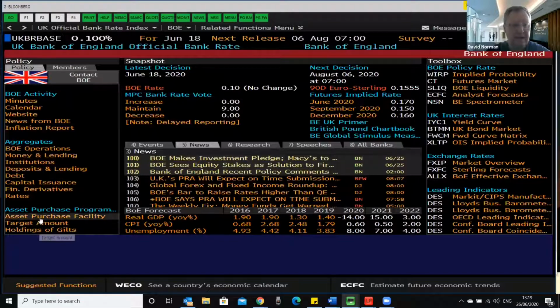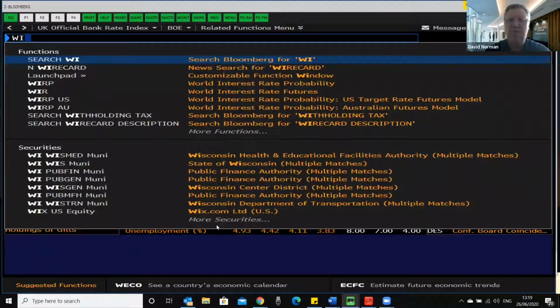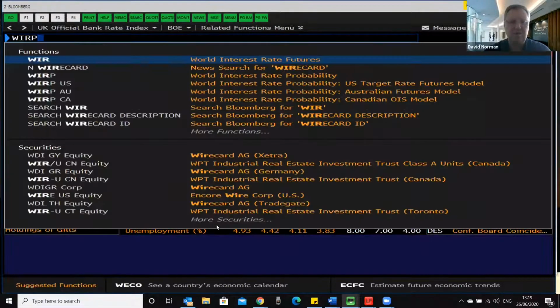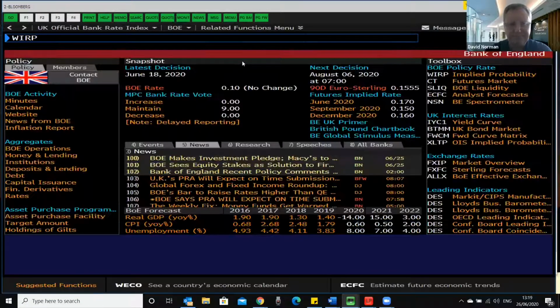You can look at the asset purchase facility. You can look at the forecast for GDP and CPI. That's inflation, obviously, and a number of things that are related to that. But one of the big questions in the financial markets currently, and one that we really cover in the classes, is what is the interest rate probability of change. We have a particular page on Bloomberg to go through and have a look at this.